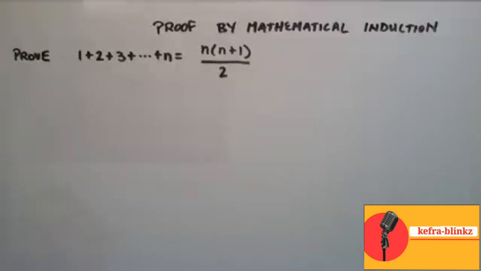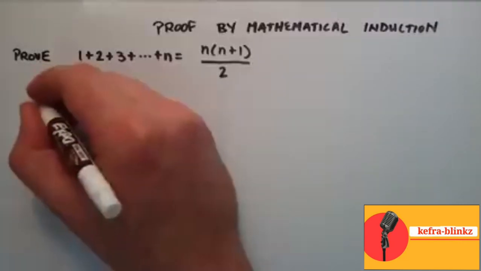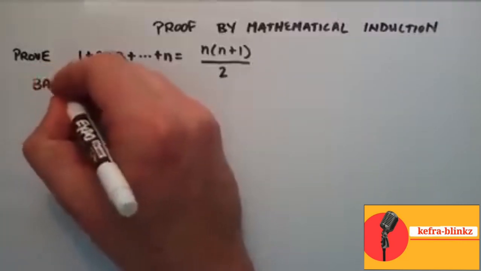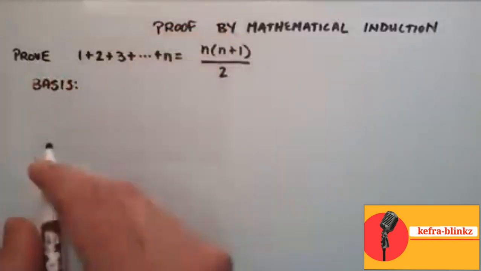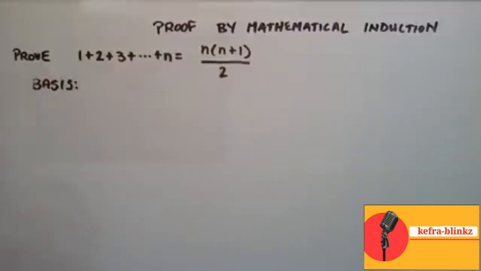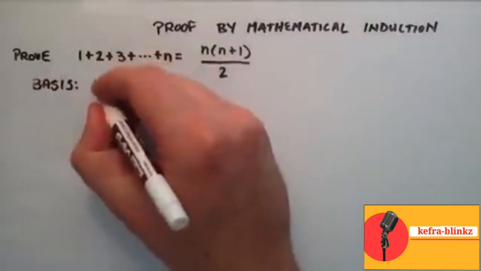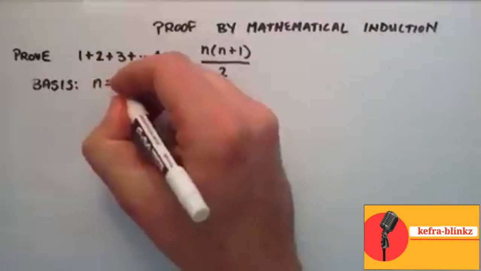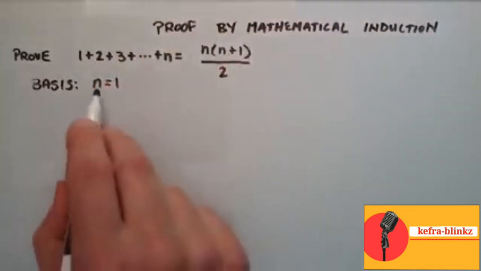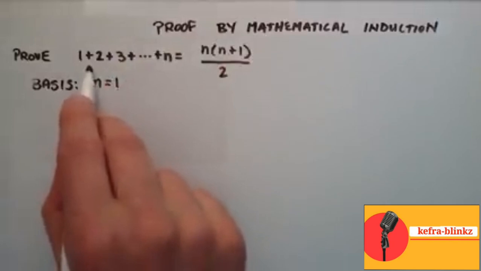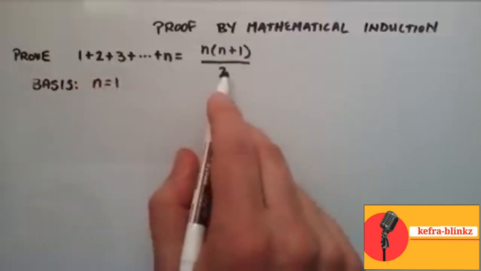So what we want to do first is check the base case. So this will be the basis step. We're checking the most simple basic case that we can come up with here, and it's going to be when n equals 1. We're just going to check that for n equals 1, the left-hand side and the right-hand side are true.